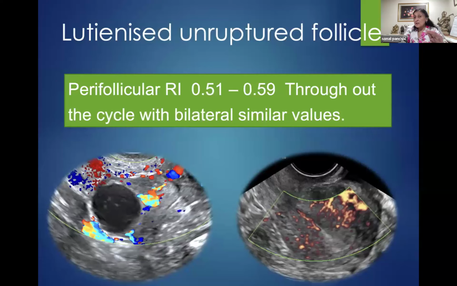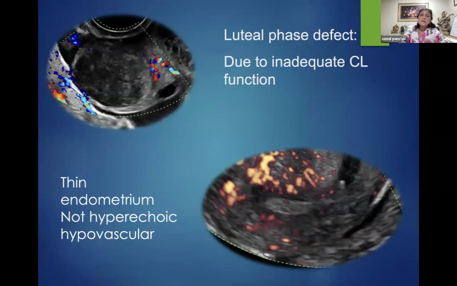But very interestingly, there's one point which I want to tell you: remember that a luteinized unruptured follicle is of significance only in the absence of any corpus luteum. If you have one corpus luteum, any number of luteinized unruptured follicles is not a problem at all.